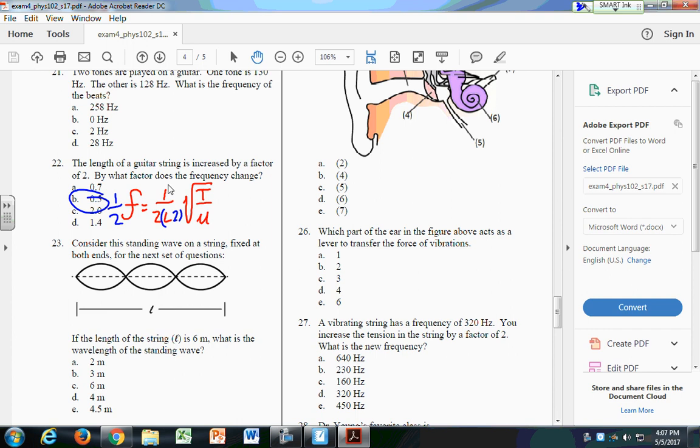So if the tension doubled, it'd be square root of 2. If it was mu that had doubled, the mass density, it would be 1 over square root of 2. And then with the other one we looked at, the tension was doubled and the frequency was 320. What's this one down here? I can't remember what I put as my answer, but I did 320 times 2. That wouldn't be it. 320 times root 2 is 450. You do 320 times the square root of 2. Not 320 times 2 square rooted, but 320 times the square root of 2. Alrighty?